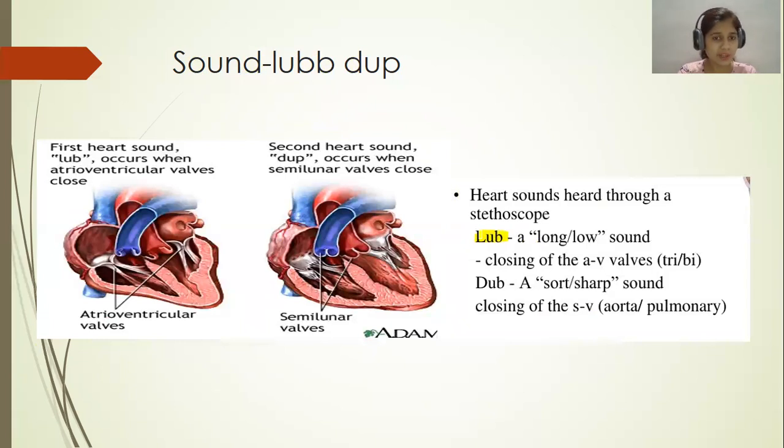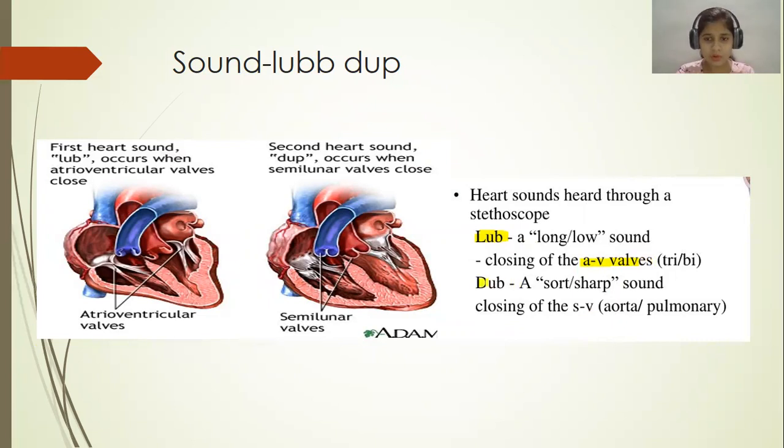This sound is produced when the atrioventricular valves, which are the bicuspid and tricuspid valves, close. The valves present between the atrium and the ventricle are known as the atrioventricular valves. So the first sound, lub, is produced when these AV valves close.